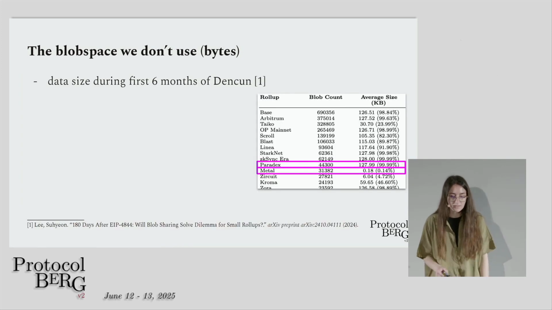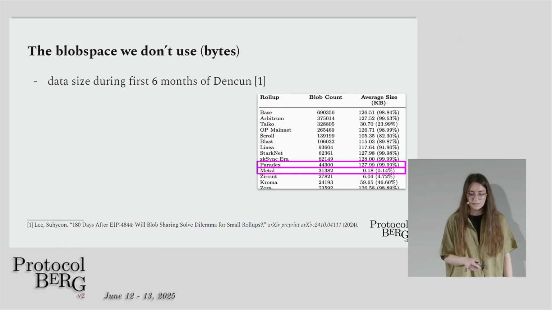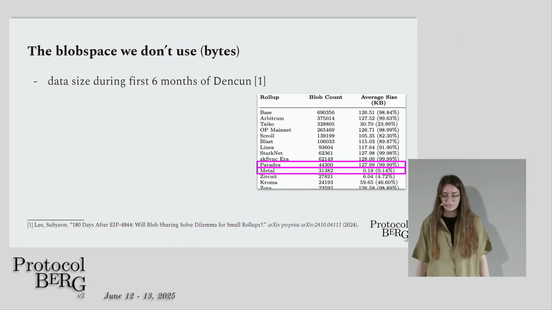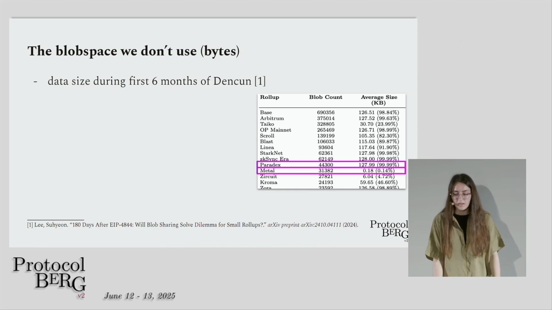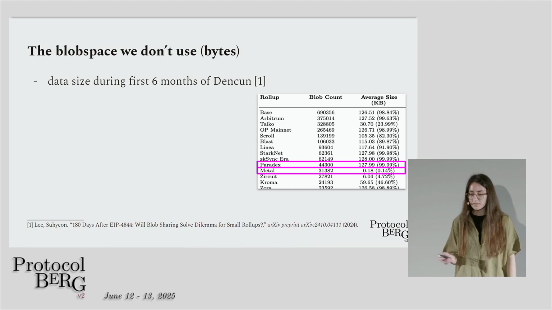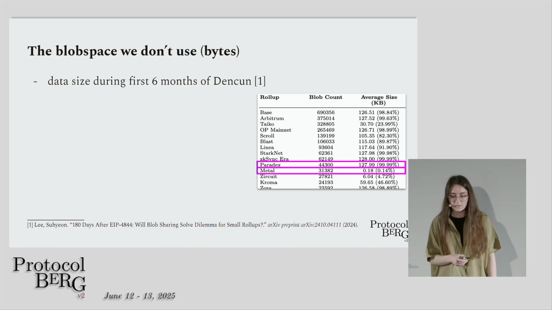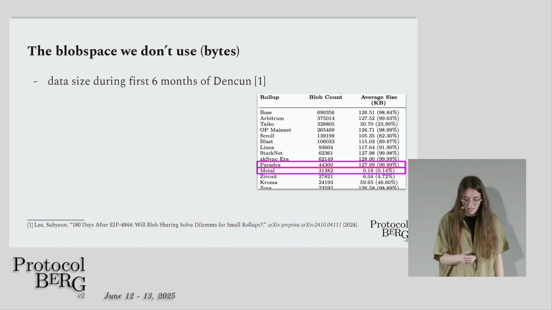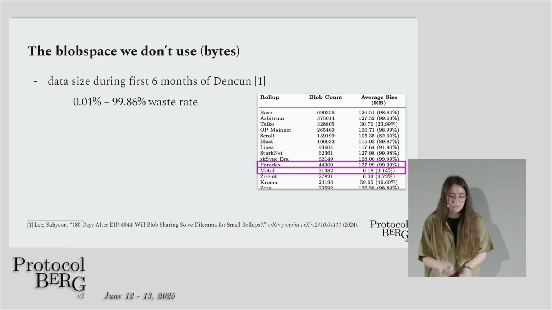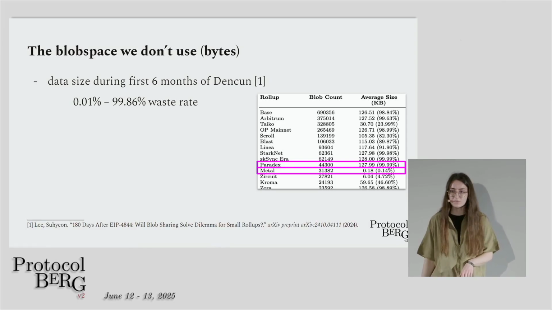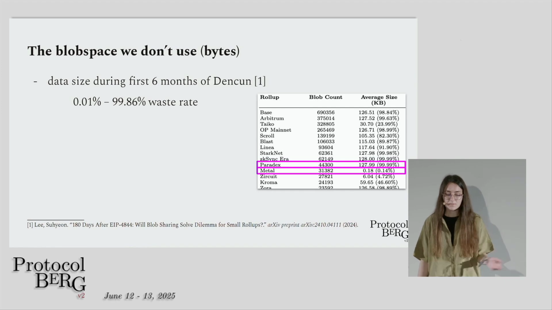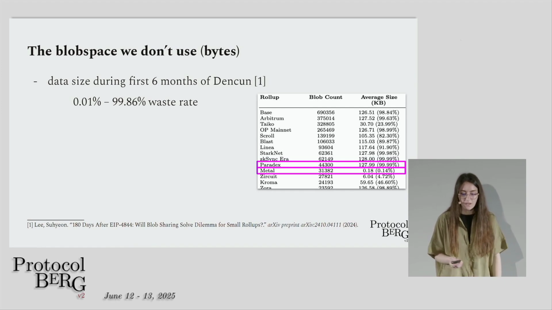There was a study that looked at the first 6 months of Dencun data and looked to see exactly how much data we put into blobs on average per rollup. And they found between 0.14% and 99.99% of the blob size was being reached by the data put into the blob. If we flip this number, though, the waste rate is between 0.01 and 99.86%. Meaning in some cases, we waste almost the entire blob.